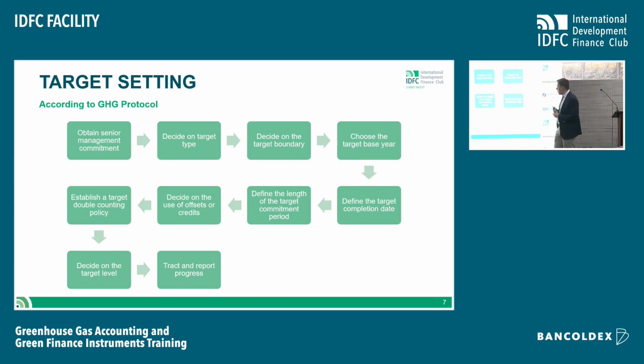And then when we move to scope 3, so mostly, let's say, the portfolio of a financial institution, right?